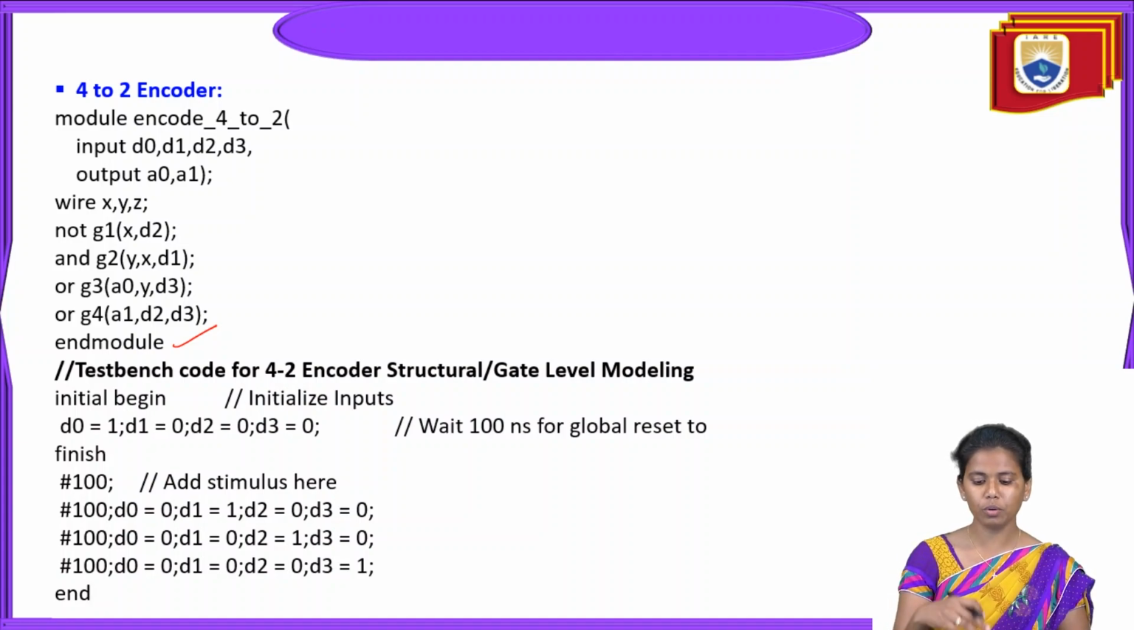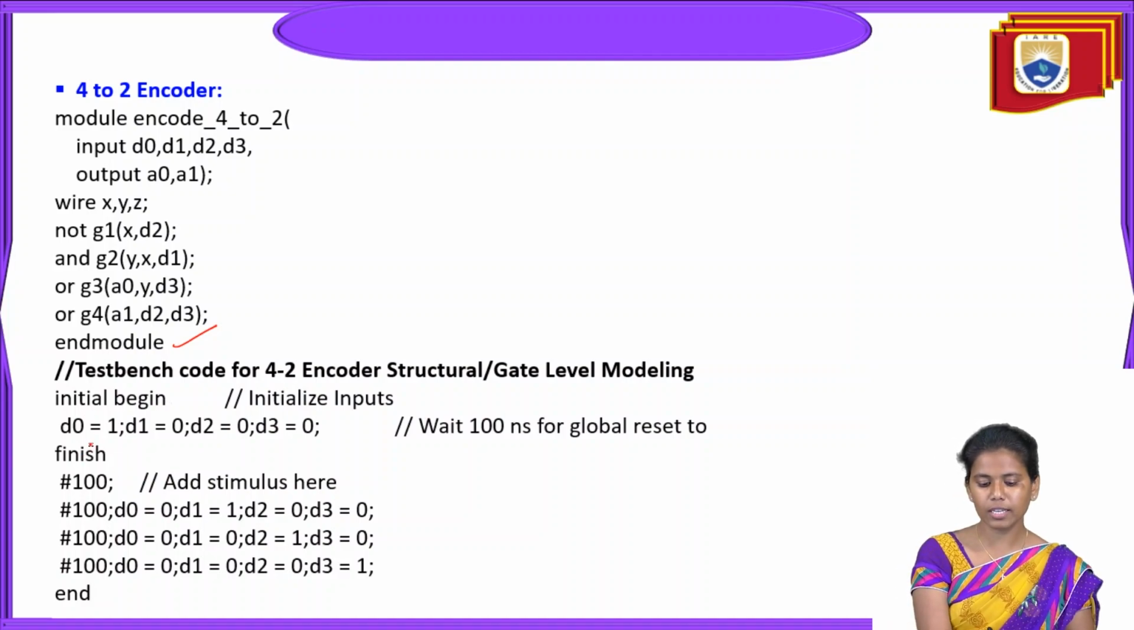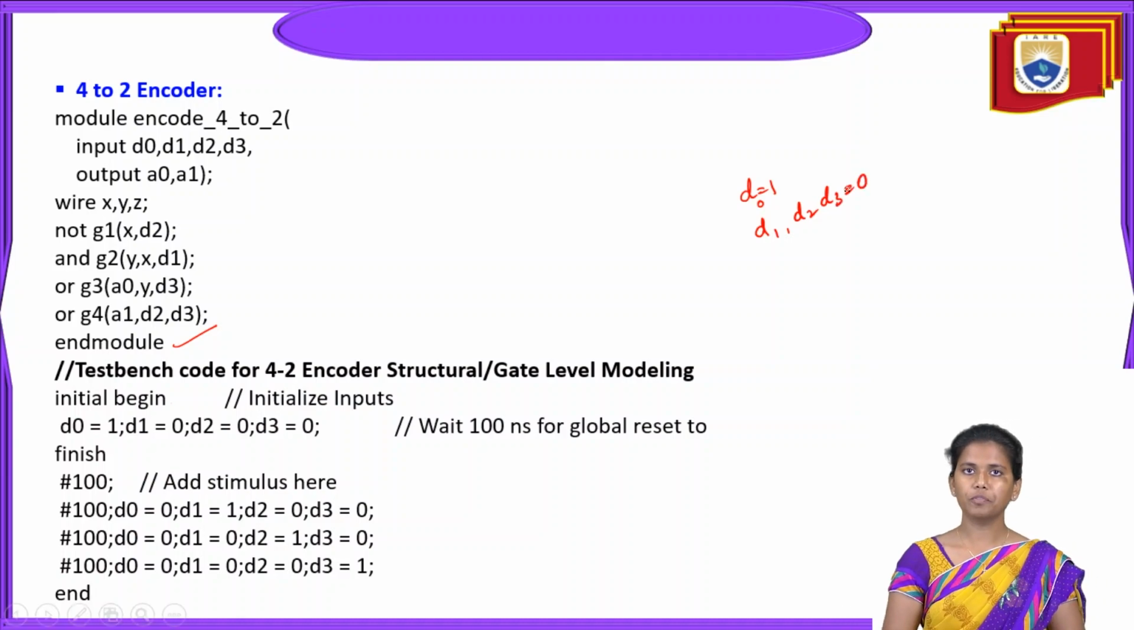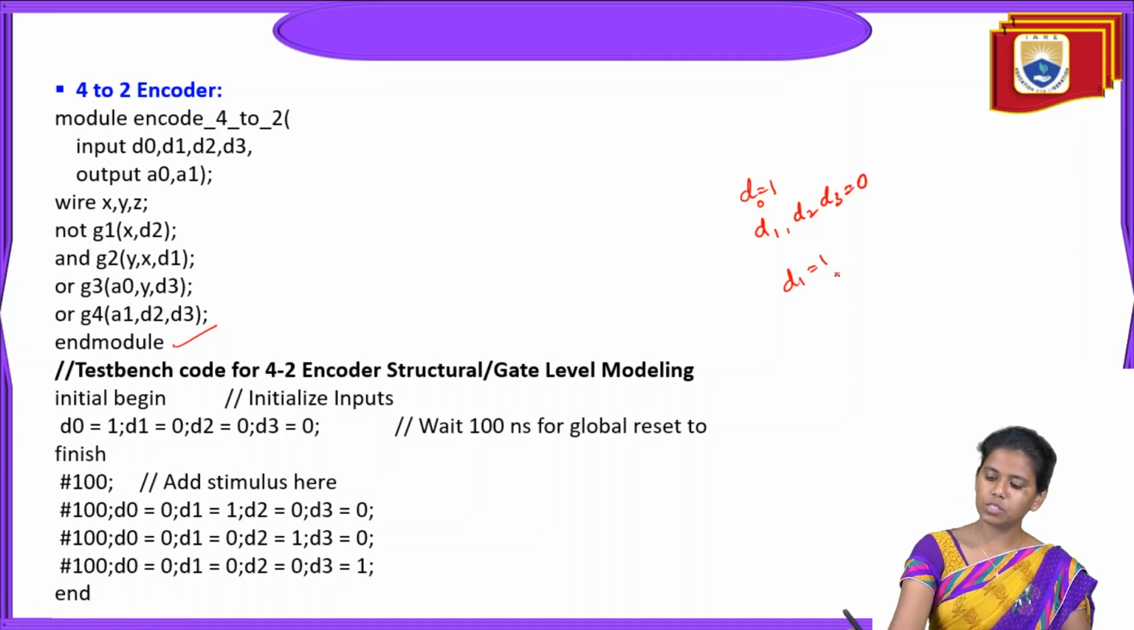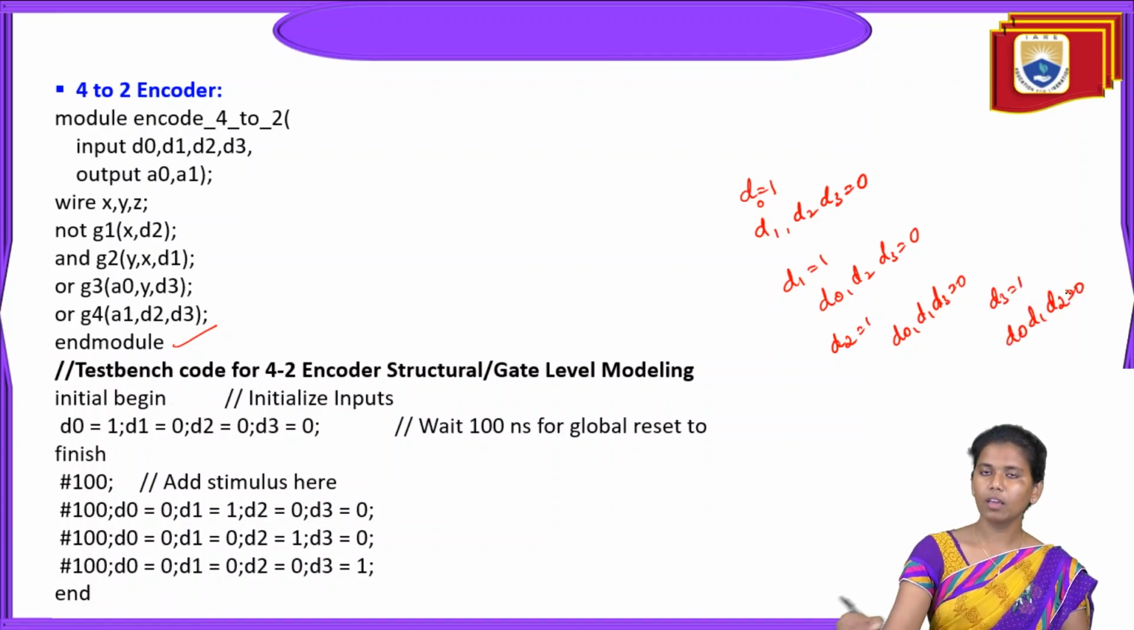In the test bench code, what we see is, initialize all the inputs. How are we initializing? If D0 is equal to 0, then D0 is equal to 1. If D0 is equal to 1, then D1, D2, D3 are in the off state. Obviously, if D1 is 1, then D0, D2, D3 will be off. And when D2 is 1, then D0, D1 and D3 will be off. And the final one, when D3 is 1, D0, D1, D2 will be in the off state.